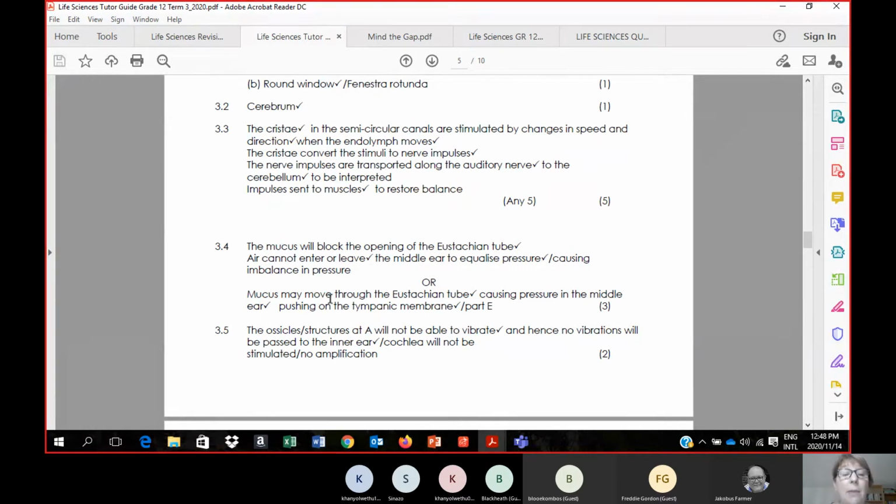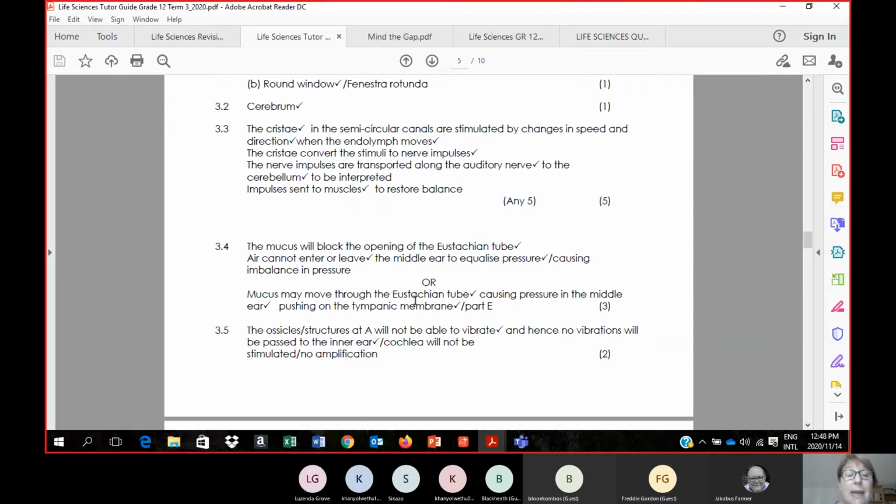Or you can say the mucus may move through the eustachian tube, causing pressure in the middle ear, and this pushes against the tympanic membrane. Then 3.5, explain why fusion of the structures at A may lead to hearing loss.